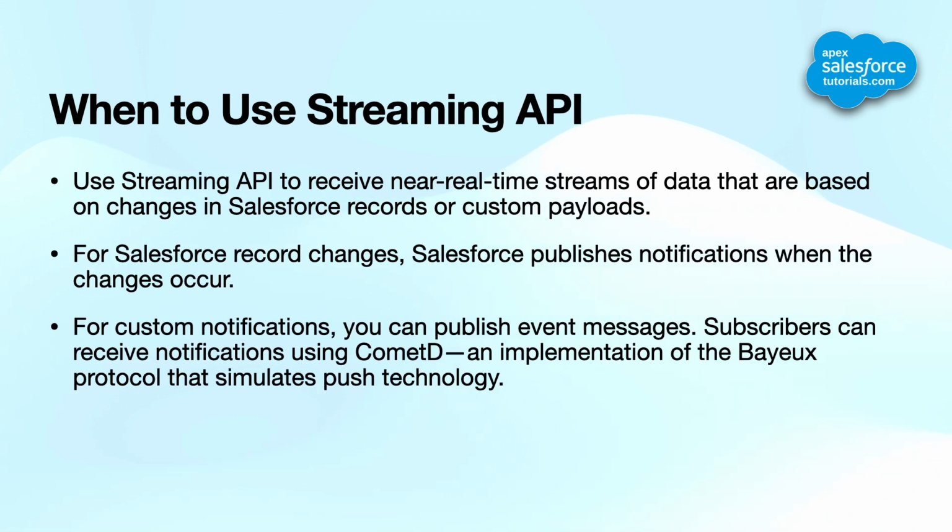Now, our next question is when to use streaming API. We use the streaming API to receive near real-time streams of data that are based on changes in Salesforce records or custom payloads. For Salesforce record changes, Salesforce publishes notifications when the changes occur. For custom notifications, you can publish event messages. Subscribers can receive notifications using CometD, an implementation of the Bayeux protocol that simulates push technology. Clients can subscribe to some types of events with Apex triggers or declaratively with Process Builder and flows.